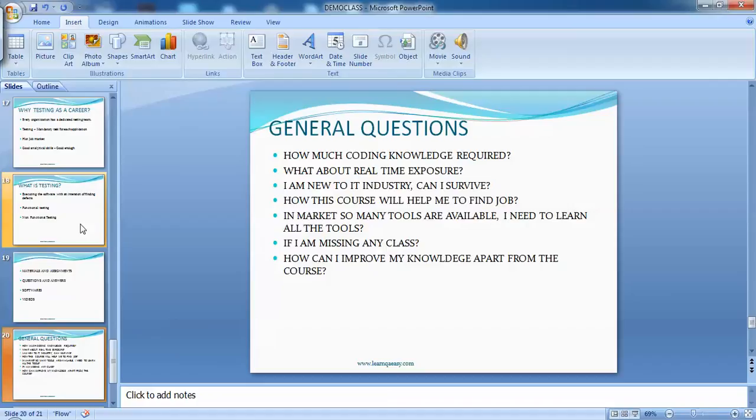In market, so many tools are available. I need to learn all the tools. One of my friends suggested learn UFT. Another guy say one of my friends suggested Selenium. So guys, learn one tool in depth. Any tool, for example, go to Starbucks. You can see a lot of coffees, but flavors are different. Same way, learn one tool in depth. That's good enough. Okay. If you are familiar with one tool, you can work with any tool. If I'm missing any class, I will provide video. Otherwise, you can attend another class.